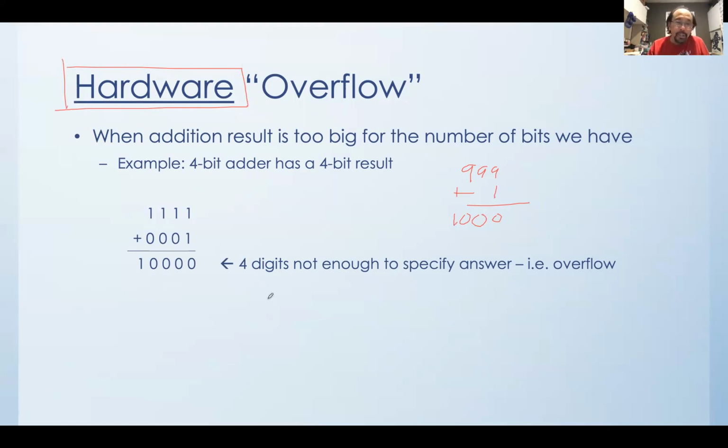And I could do the same with binary, but the thing is, in hardware, when I'm designing these adders, I have fixed sizes. And if I've designed it to be a 4-bit adder with a 4-bit result, I don't have a 5th bit. And in that case, I could come into a situation where I add up 2 numbers and the number becomes too big for 4 bits. And in that case, we have what's called an overflow situation.